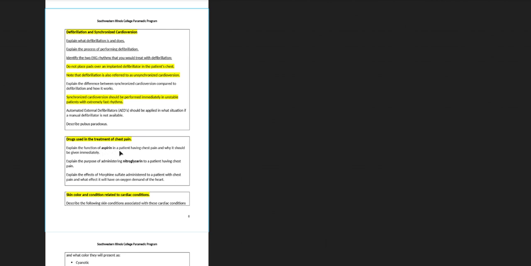Explain the function of aspirin in a patient having chest pain and why it should be given immediately, as well as nitro and morphine. Okay, so aspirin is a platelet deaggregator. It makes it so that the platelets going by, so after a plaque breaks off from the wall of an artery and travels downstream, there is damage to the wall of that artery, and platelets want to go there.